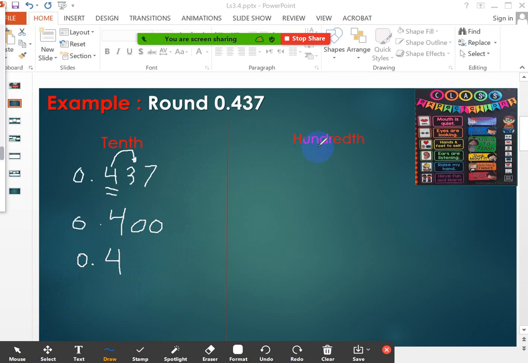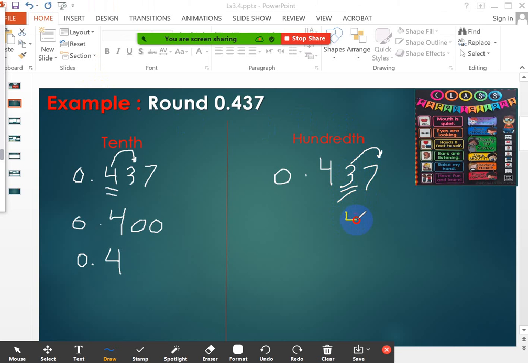What about if I want to round the number to the nearest hundredth? Okay, so the same number, 0.437. I want to round it to the nearest hundredth. Where's the hundredths digit? This is the hundredths digit, okay? So I have to look at the number after the hundredths digit. Here I have 7. Is 7 greater or less than 5? Greater. That means I will add 1 to this digit.